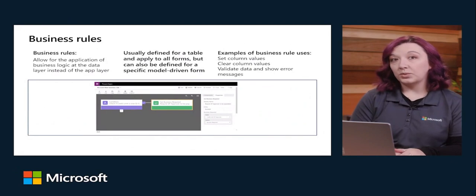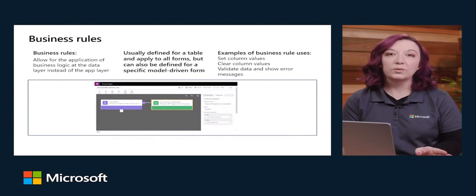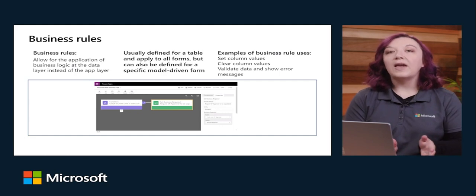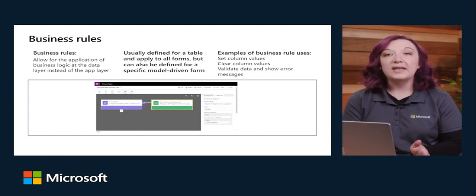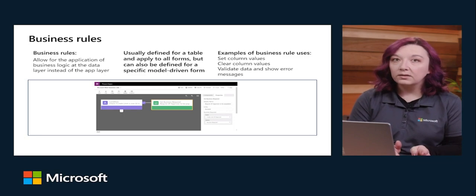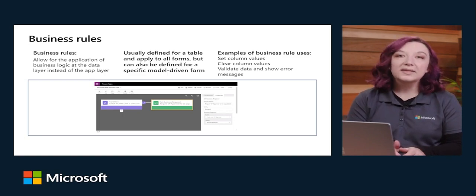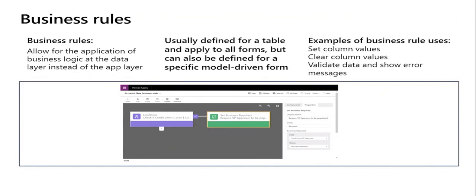Now we're almost done with Module 2, but we don't want to pass up business rules. Business rules allow for the application of business logic at the data layer instead of the app layer. What's really beneficial here is that you're saving tons of time while remaining compliant. Those business rules are applicable at the Dataverse level, so each instance of Dataverse might have different business rules. Business rules are usually defined for a table and apply to all forms, but you can also define them for a specific model-driven form.